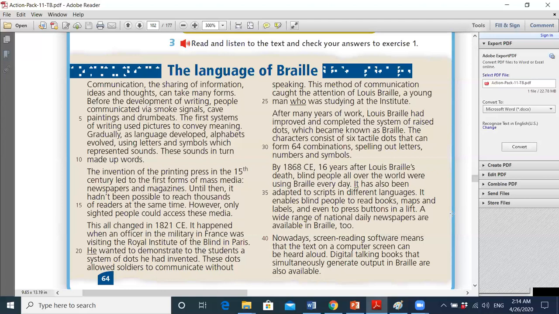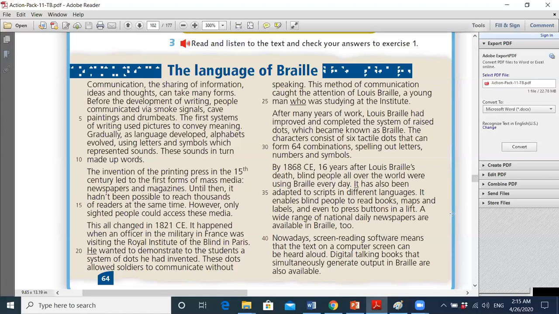However, only sighted people could access these media. So what is the meaning of sighted people? Sighted, notice the spelling of the word sighted. It's S-I-G-H-T-E-D, sighted. Sighted means people who can see. So only people who can see could have access to newspapers and magazines because you had to see what was printed. And people who did not see, or blind people, could not read newspapers and magazines.